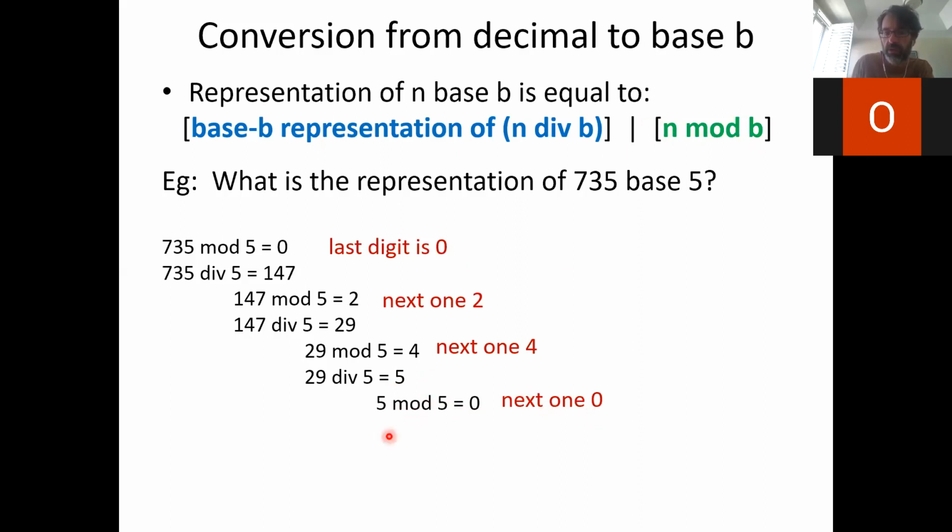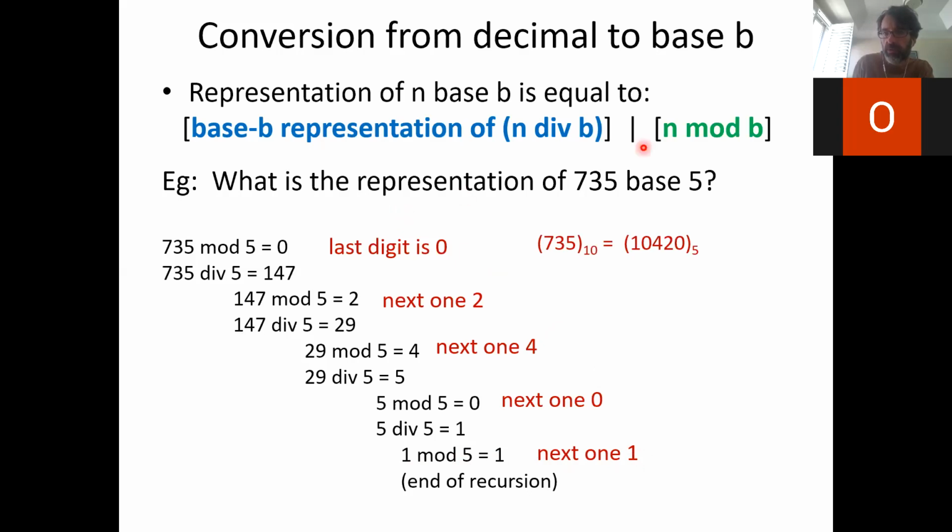Then I finally get to the base case because the next call will be on 5 div 5. But 5 div 5 is a 1. So the next execution will be base b representation of 1 mod 5. But that's immediate, right? It's 1 because it's smaller. That's finally hit the base case. 1 is smaller than 5. So the last digit is 1. And now I read off these numbers backward, right? Because I accumulated them from the right to the left. So I got the least significant digit first, then the next one, then the next one, and the most significant digit at the end. Okay, so this is the number.